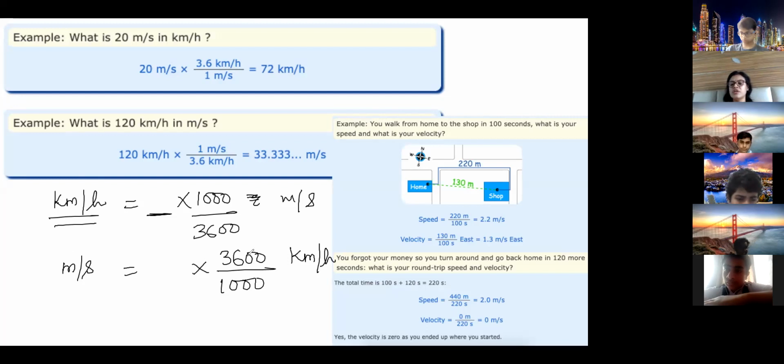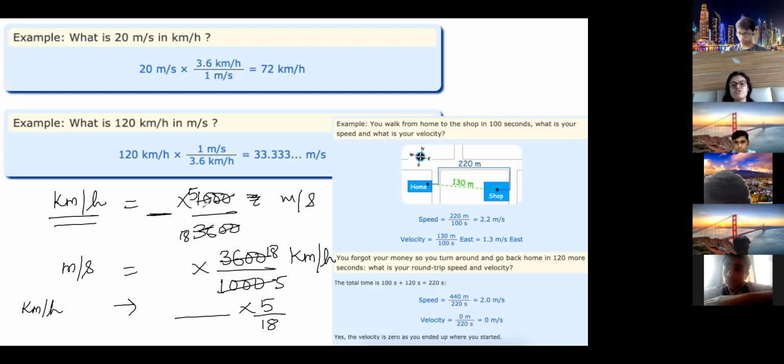Okay, is it clear? You can also remember it in the lowest form. In the lowest form it will be 5 by 18, and the reverse will be 18 by 5. So whichever way is easier for you. If you want to remember, to convert kilometer per hour, multiply it with 5 by 18. But 5 by 18 is very confusing, so better remember 1000 by 3600.